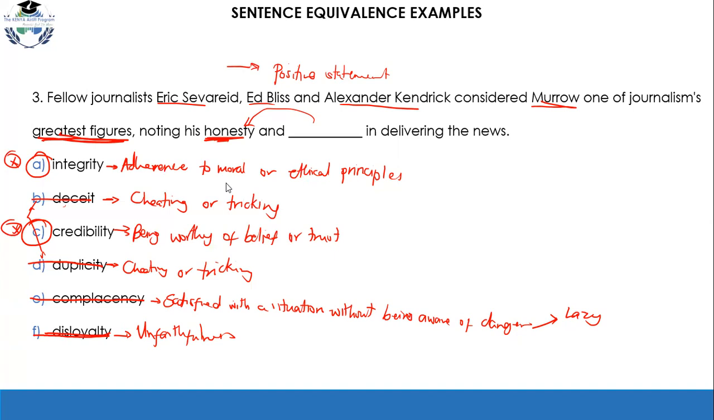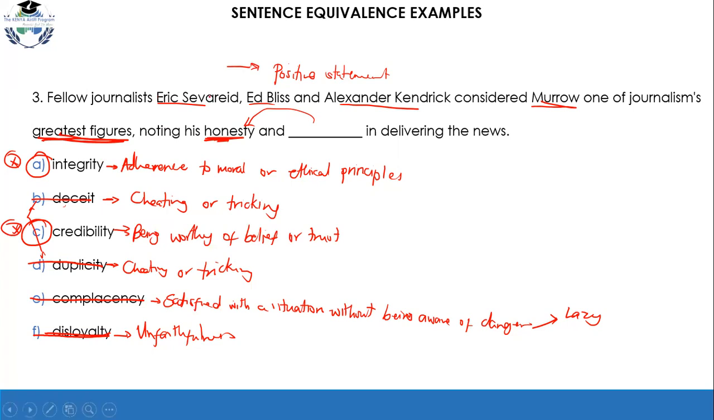If you're able to process that sentence in your head, the way Brian has done for us here, are you able to process that sentence in your head? If you're able to process it, then you know this is a positive statement, and then you're able to break that down like that. You don't even have to know the answers first.